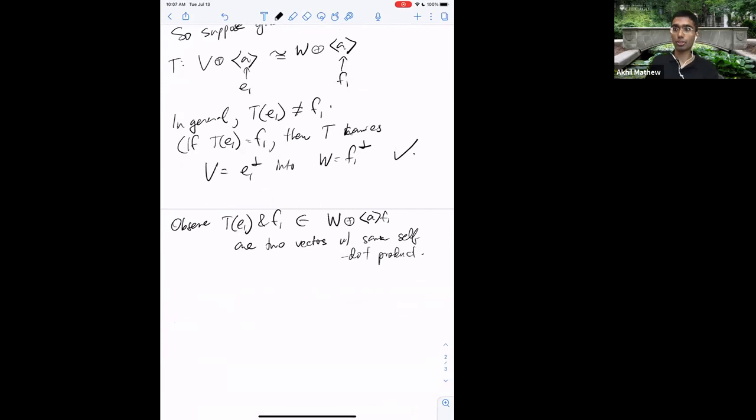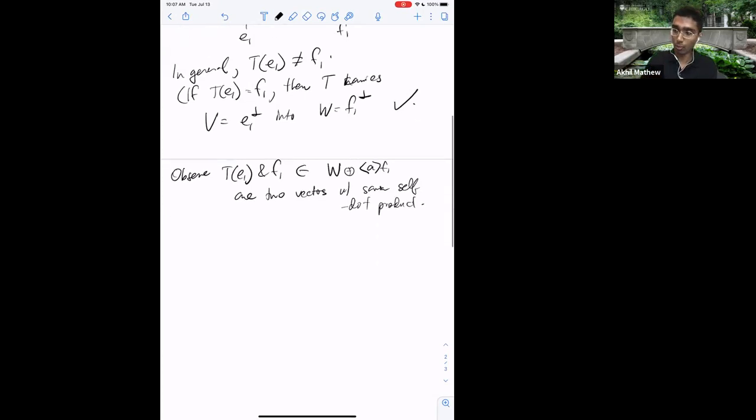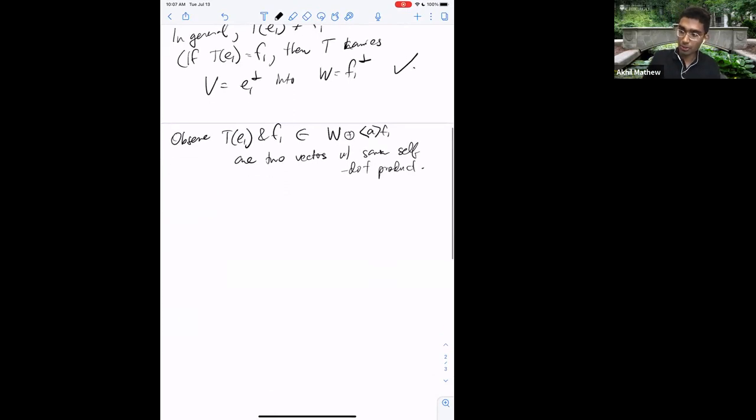And now there's this wonderful lemma that, I guess, was in the exercises from last time, but I want to state it over here. Whenever you have two vectors in a quadratic space with the same length squared, the same self dot product, there's an automorphism of that quadratic space that carries one to the other. So let me state this as a proposition. I'll prove the proposition, but first I will explain how the proposition applies to the theorem.